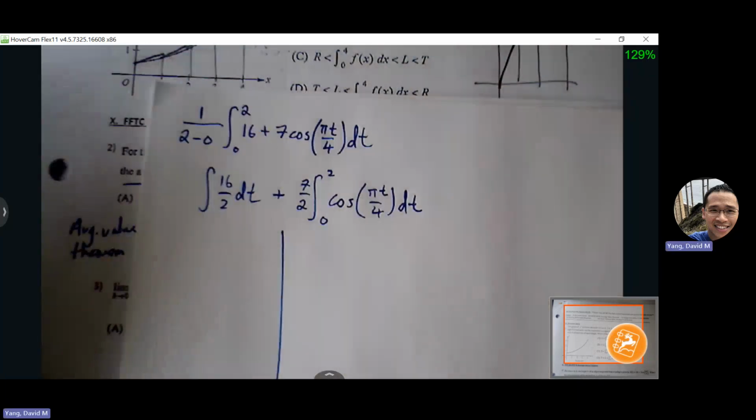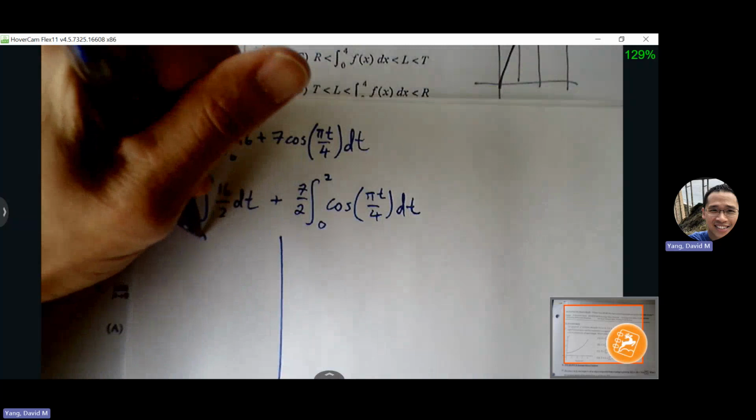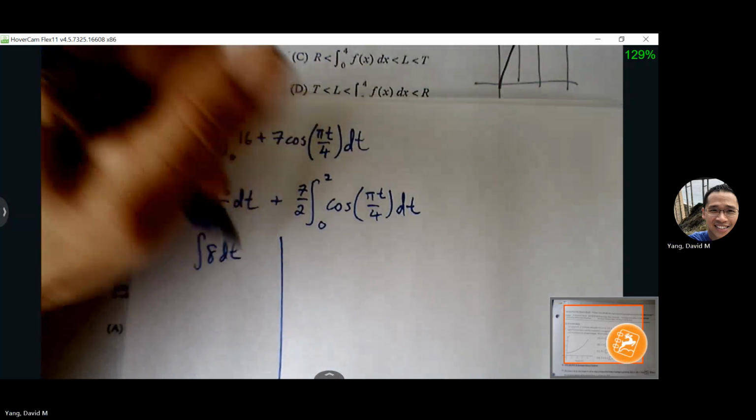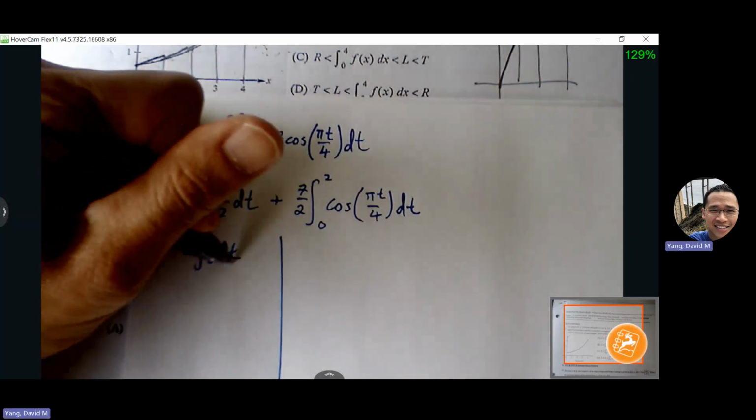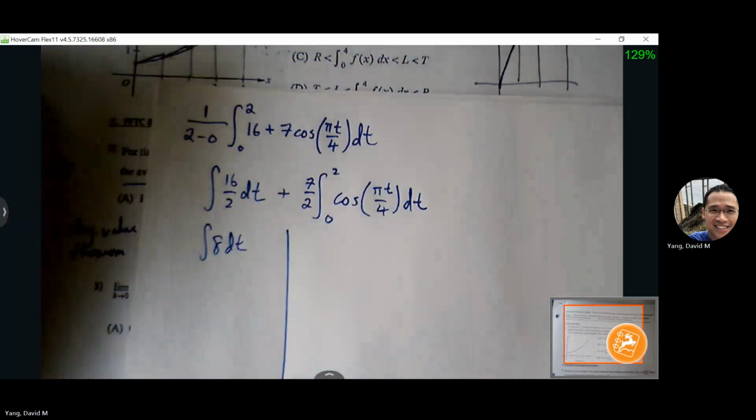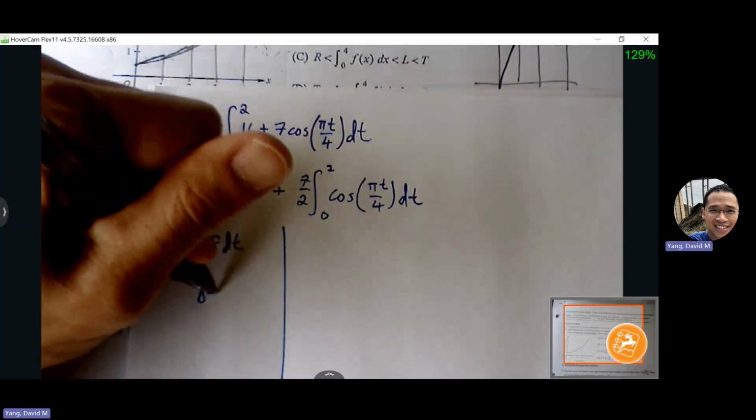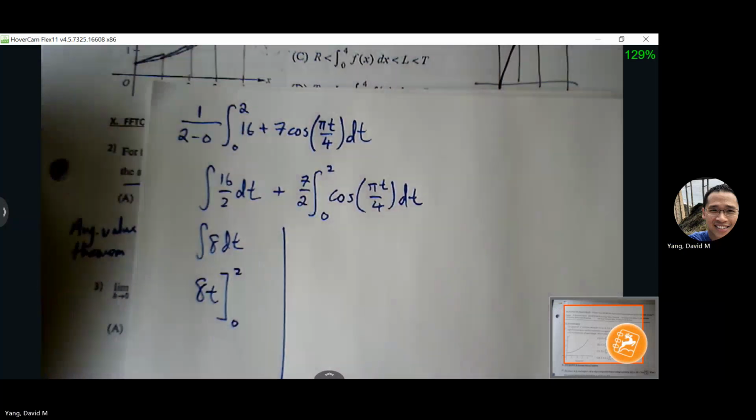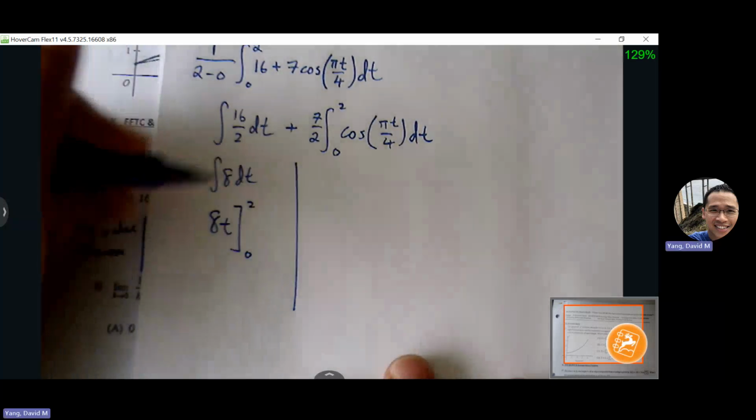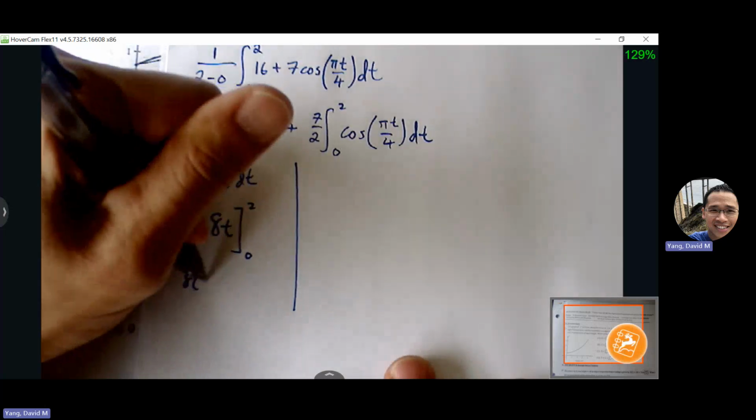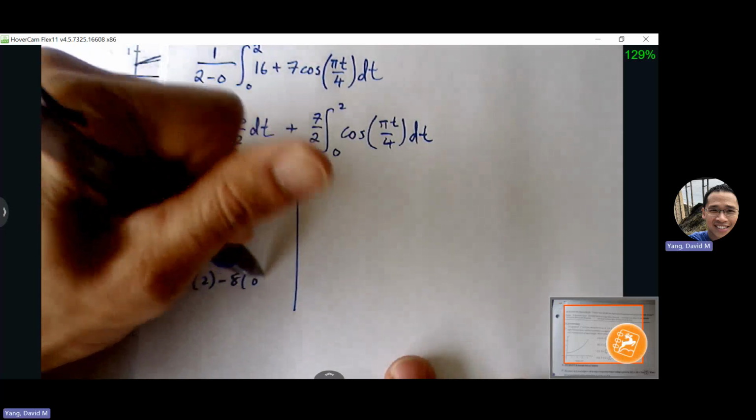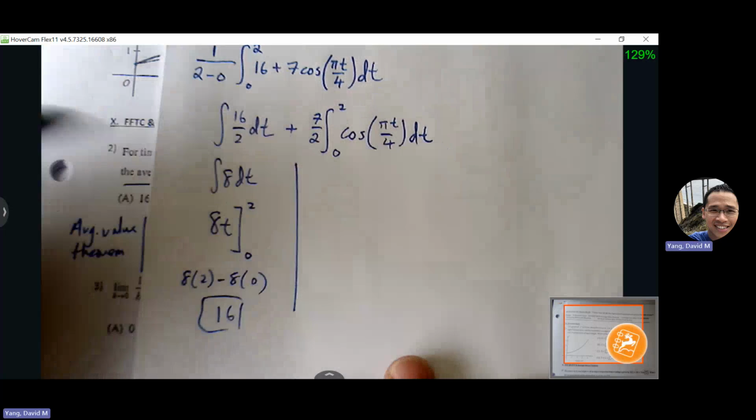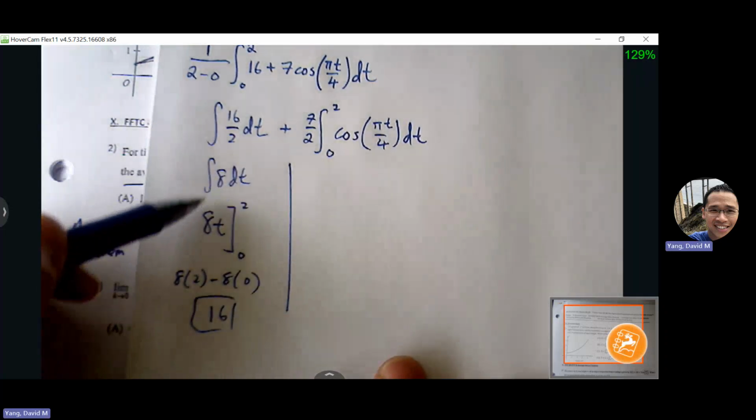Okay, easy one is just going to be 8. The integral of 8 is just going to be what? 8x. In this case, the variable is t. So 8t. And then we can do half bracket between 0 and 2. That's just going to be upper bound first. 8 times 2 is 16. Minus 8 times 0, so 16. Okay, so we know that this integral will just give us 16.